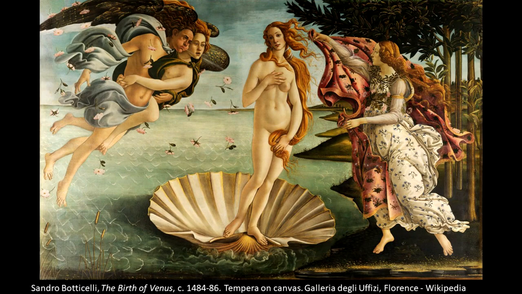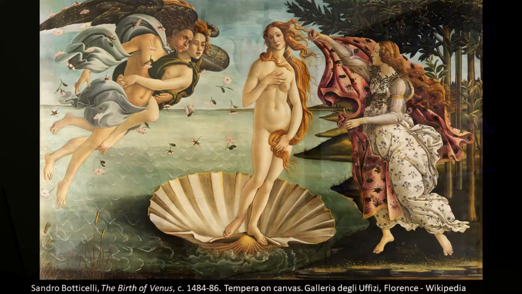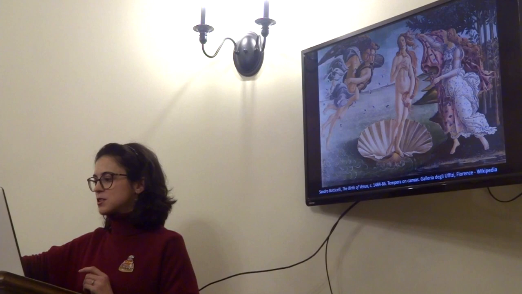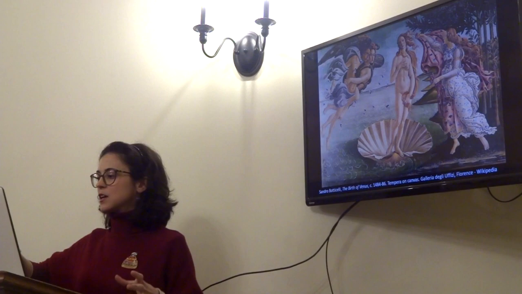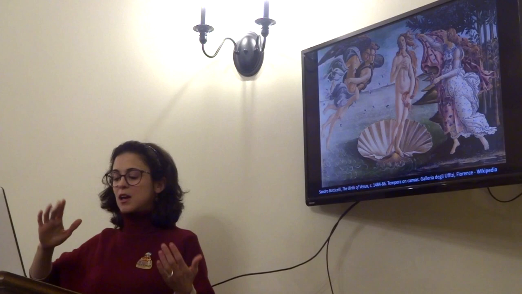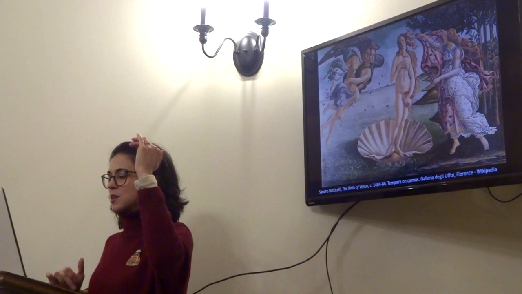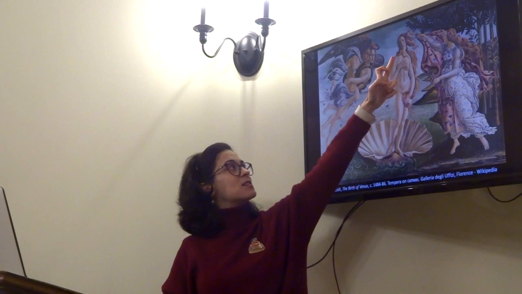This is Sandro Botticelli's, probably the most famous version of this subject. It's Renaissance, and just a few points for you to look at. You see the figure of Venus is in contrapposto. This comes from classical sculpture, and it literally means being off-center in your posture, so that your hips and your shoulders are sort of opposed to each other. This shoulder is higher than this one, this hip is higher than this one.